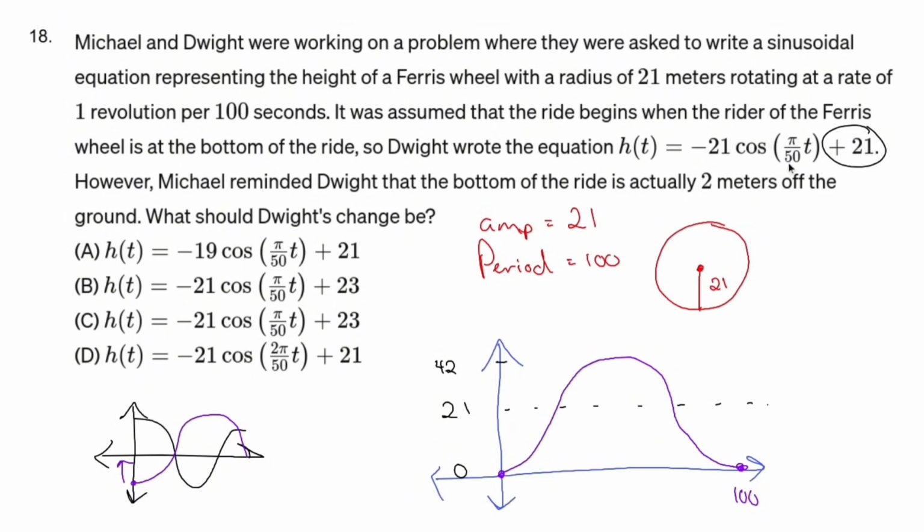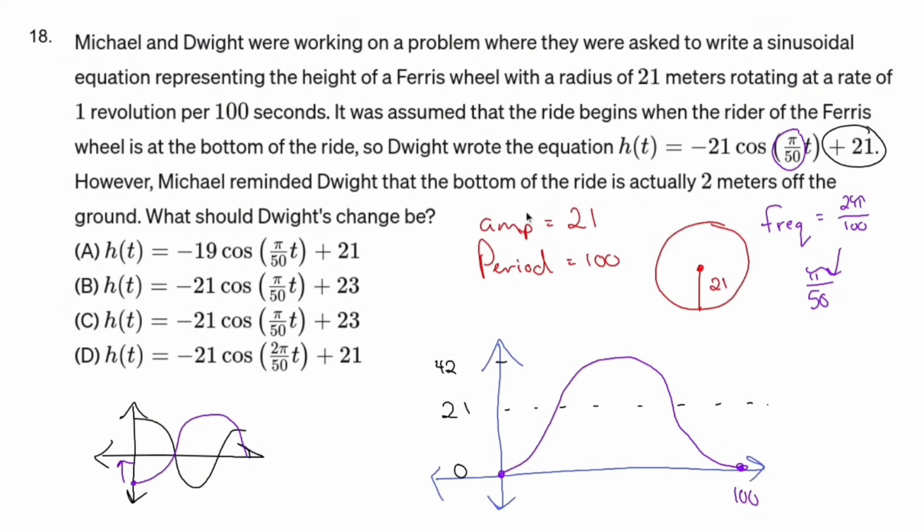All right, now pi over 50, if you're wondering where that came from: this is a cosine function, so that's our frequency. And the way you get frequency is you do 2 pi over the period, which is 100, and that simplifies to pi over 50. Okay, so everything seems fine.